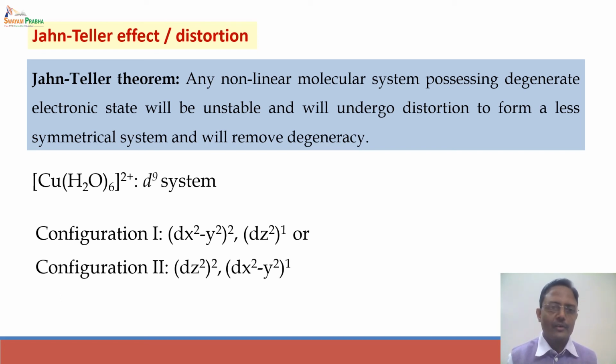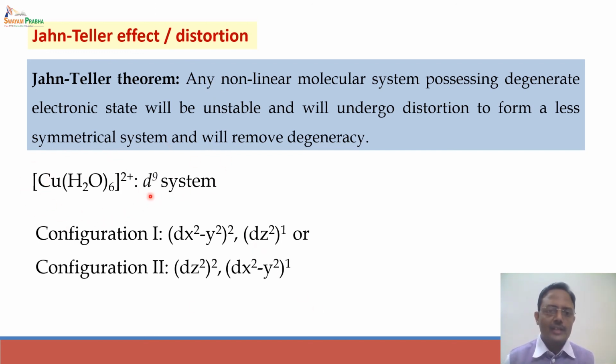Okay, anyway, we will call it a Jahn-Teller distortion. It is based on a theorem called the Jahn-Teller theorem. It says that any nonlinear molecular system possessing a degenerate electronic state will be unstable and will undergo distortion to form a less symmetrical system and will remove the degeneracy. Consider this example of [Cu(H2O)6]2+, which is a d9 system. We'll try to understand this theorem in terms of this particular complex.